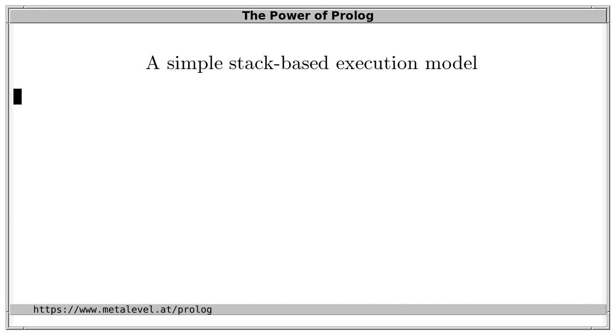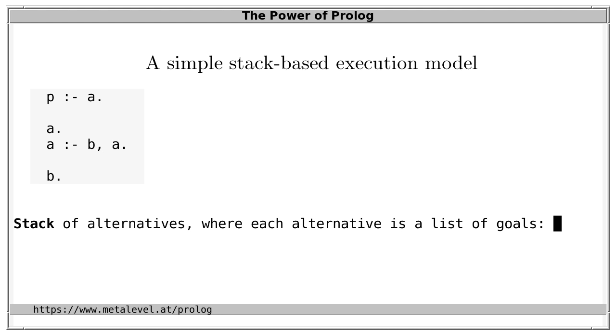For illustration, consider a simple stack-based execution model of Prolog. For instance, here are a few sample facts and rules. And we can implement the default execution strategy of Prolog with a stack that keeps track of alternatives that still need to be tried, where each alternative is a list of goals that we need to prove. For instance, suppose we want to derive whether the predicate P is true. Then that's a single goal. And so we represent it as a list of goals with one element. And that's initially the only alternative in our list of alternatives.